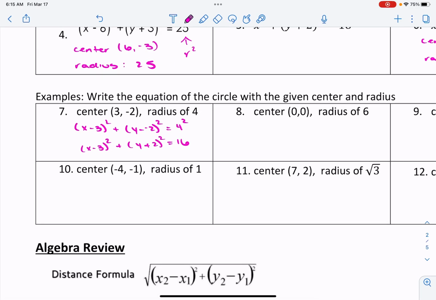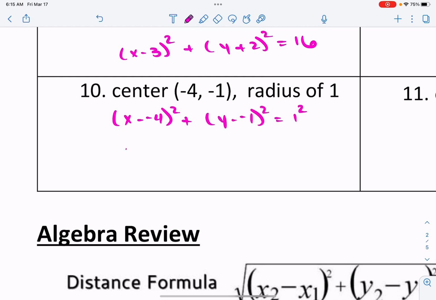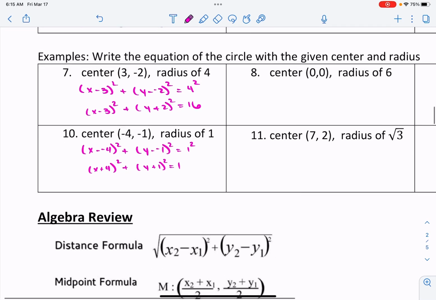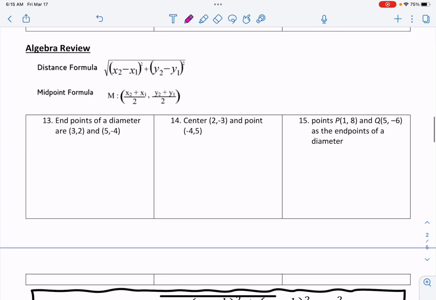Let's look at number 10 here. Notice that this is going to be (x minus -4) squared plus (y minus -1) squared is equal to 1 squared. So we end up with (x plus 4) squared plus (y plus 1) squared is equal to 1, because 1 squared is 1. Make sure to complete the ones that we haven't done, and make sure to submit it at the end.